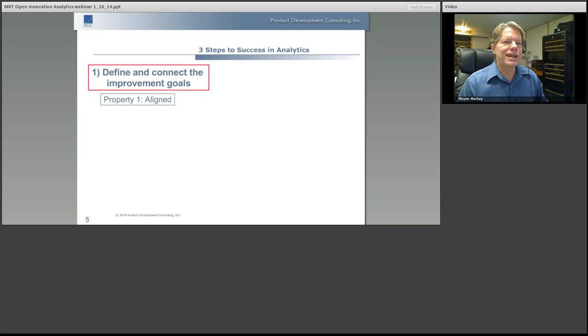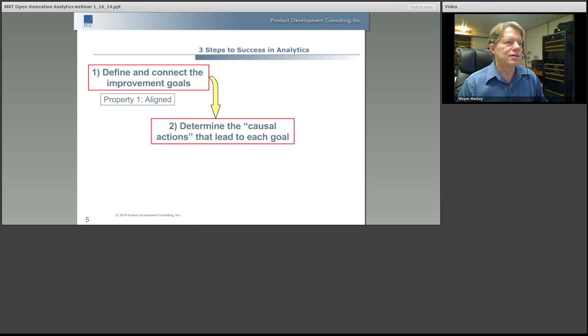Because if we want to find answers, we need to find answers along a pathway that is pertinent to your company. The same good analytics for company A may be the worst analytics and backup data in the world for company B because they simply don't have the same problems. So all analytics and all metrics start with defining and connecting the improvement goals.